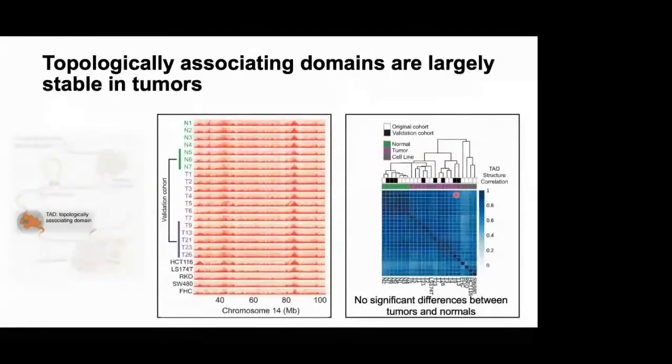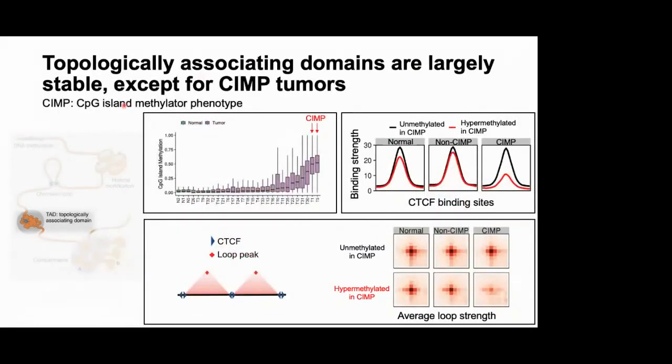When we looked at our cohort of samples, including the cell lines, we saw that the TAD structures tended to be very conserved, as shown here by the correlation coefficient. Whenever we saw a TAD boundary in one of the samples, it tended to be conserved across all of the samples. There was, however, an exception for a subset of tumors called the CIMP tumors, which stands for CpG island methylator phenotype.